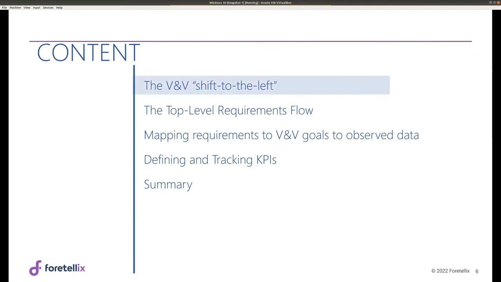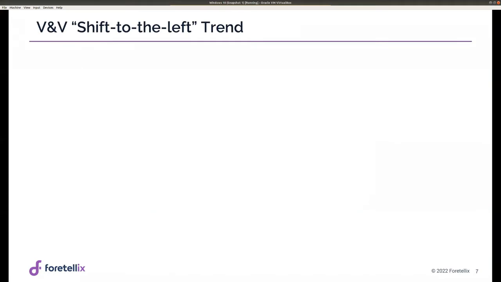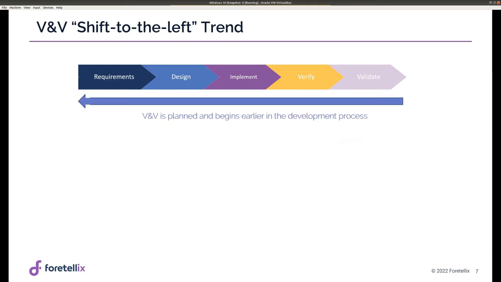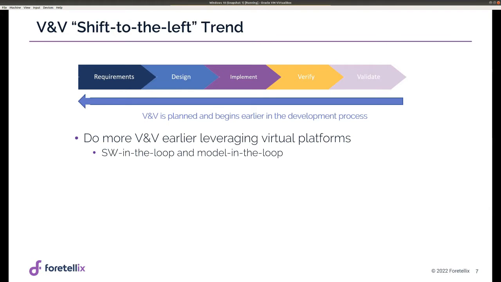Let's start with the V&V shift to the left. This is a trend by now in the industry, and we visit a lot of them. We work with multiple users, and everybody is talking about how to achieve that. The traditional approach was to do things serially: the requirements are designed, and then we implement, verify, and validate. Shift to the left just means we are going to plan and begin the V&V earlier in the development process. And there are multiple aspects to it.